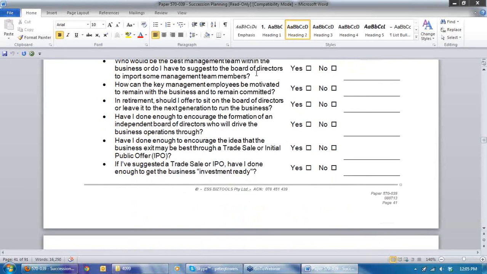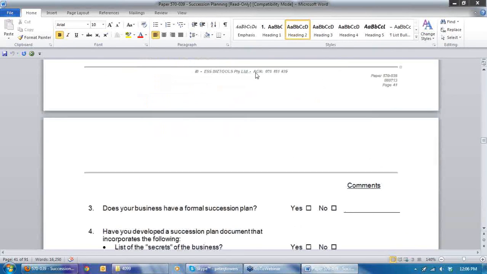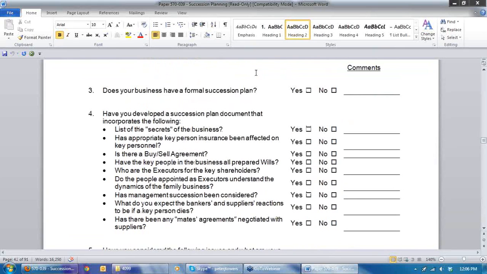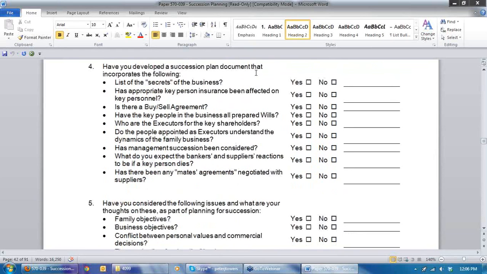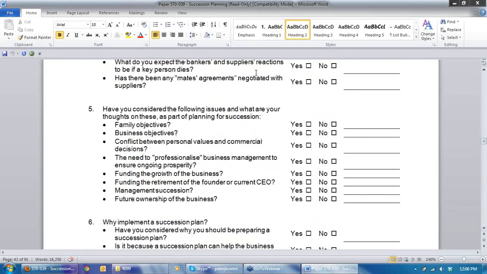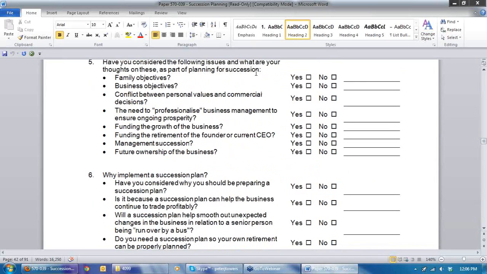How's the business exit going to be done? Or as part of the business exit to start thinking about an initial public offer, an IPO. Some of these processes are going to take a few years to be able to be finalised. And part of the question is going to be at such things as, what are the secrets of the business? What's the owner or the CEO carrying around in his or her head? Are there buy-sell agreements? And what about the family? What's the family's objectives? And also what's the business objectives of the family? Is there a need to professionalise the business management to achieve a successful succession?